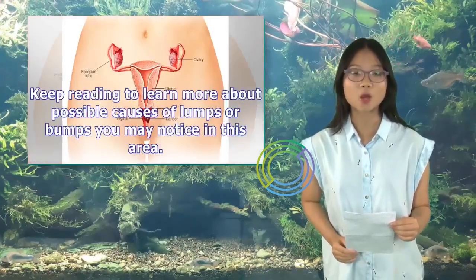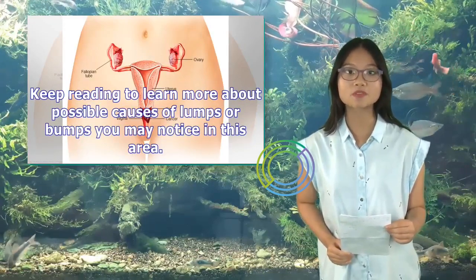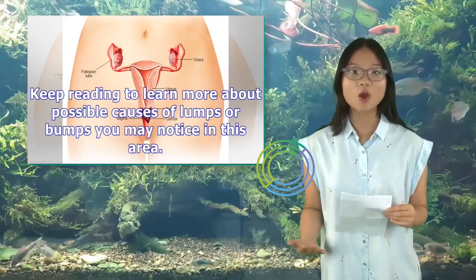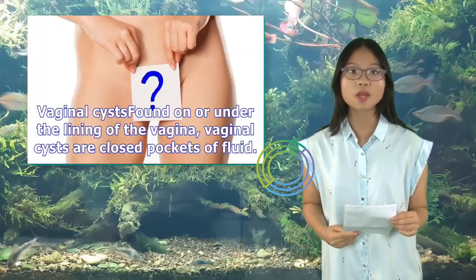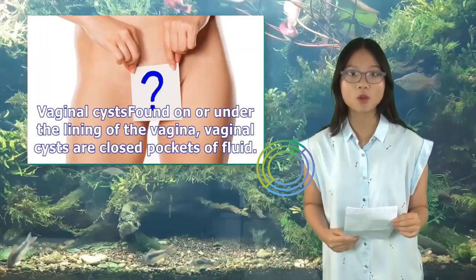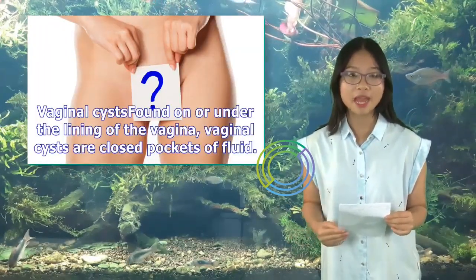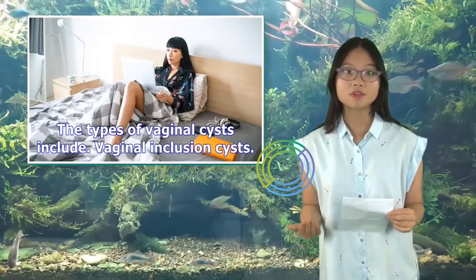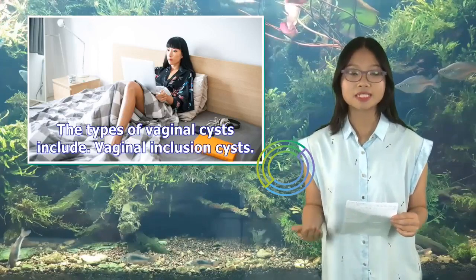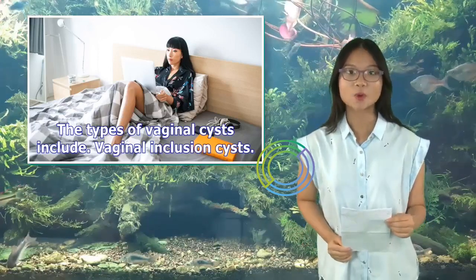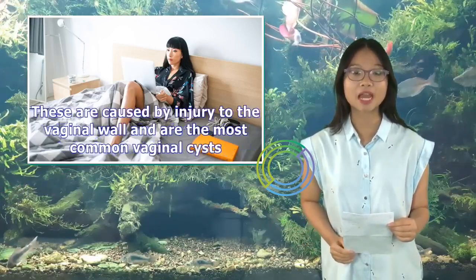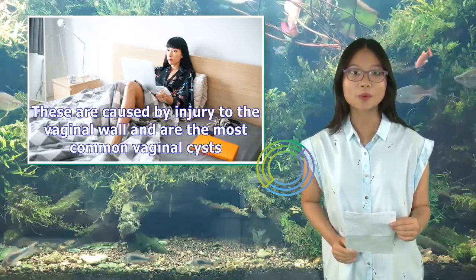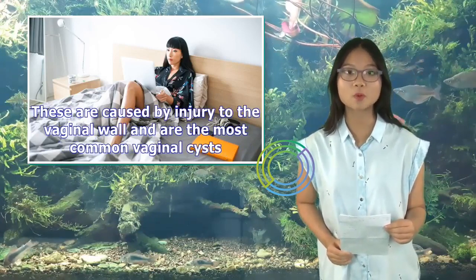Keep reading to learn more about possible causes of lumps or bumps you may notice in this area. Vaginal cysts are found on or under the lining of the vagina. Vaginal cysts are closed pockets of fluid. The types of vaginal cysts include vaginal inclusion cysts. These are caused by injury to the vaginal wall and are the most common vaginal cysts.